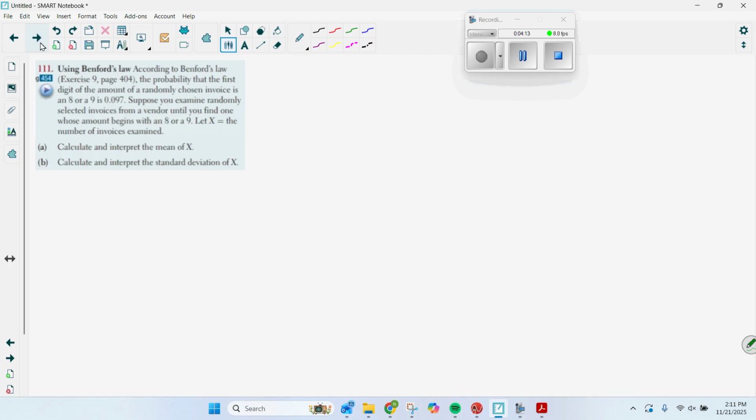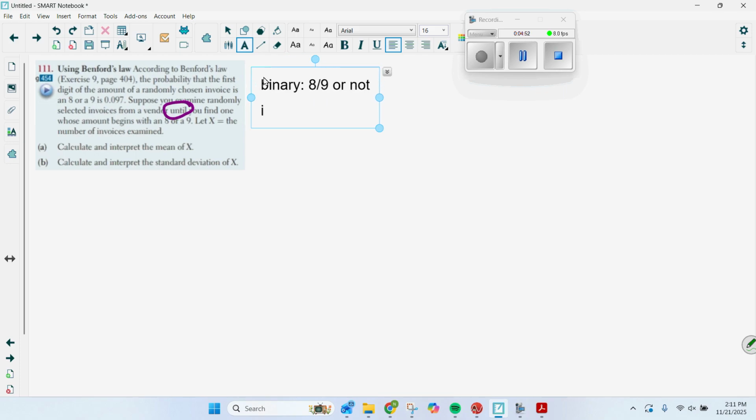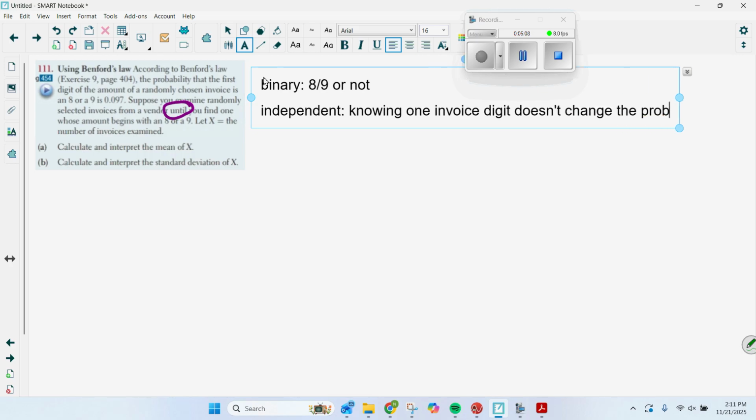Okay, question number 11, calculate and interpret the mean of X, calculate and interpret the standard deviation. If I skim this, the probability of the first digit of the amount that's randomly chosen being an 8 or a 9 is 0.097. Suppose we examine randomly selected invoices from a vendor until we find one that begins with an 8 or a 9. So I know this is geometric because of the until part. It is binary because it's basically an 8 or a 9 or not. It's independent because knowing one invoice digit doesn't change the probability of the next.